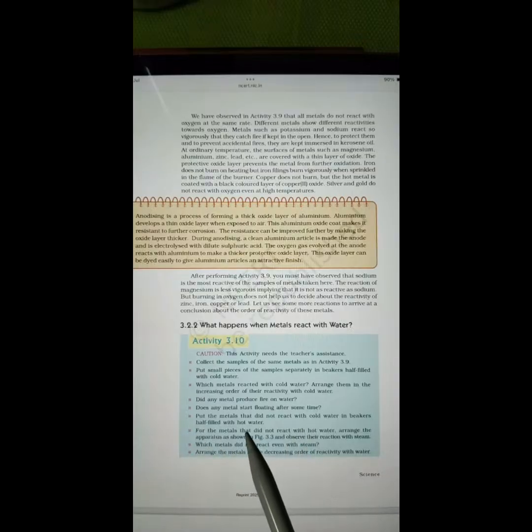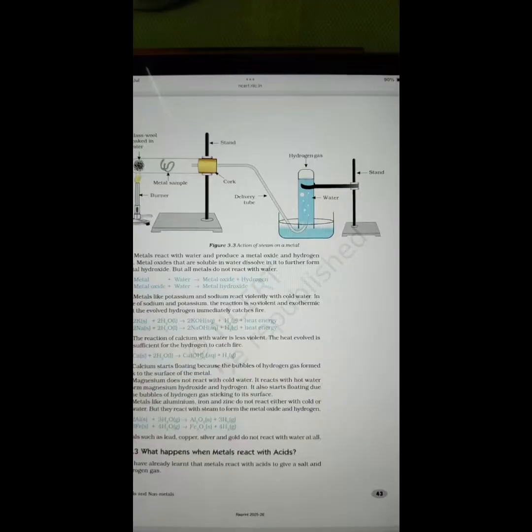Put the metals that did not react with cold water in beakers half filled with hot water. For the metals that did not react with hot water, arrange the apparatus as shown in figure 3.3 and observe their reaction with steam. Which metals did not react even with steam? Arrange the metals in the decreasing order of reactivity with water.